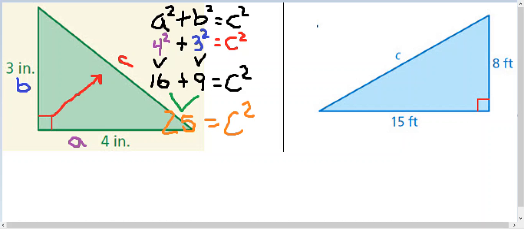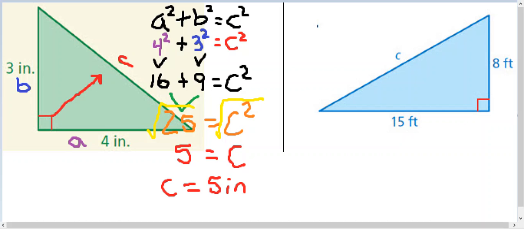I have to get rid of that squared sign. So I have to take the square root of C squared to get rid of that squared sign and just get left with C. And I have to do the same thing to the other side to keep it equal. So the square root of 25 is 5, and the square root of C squared is C.